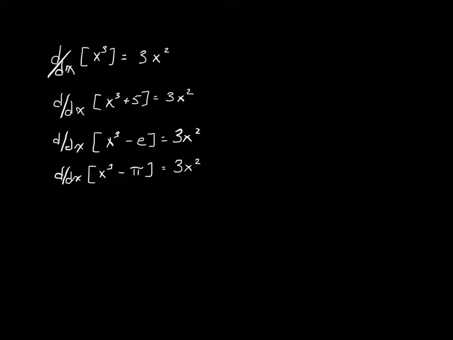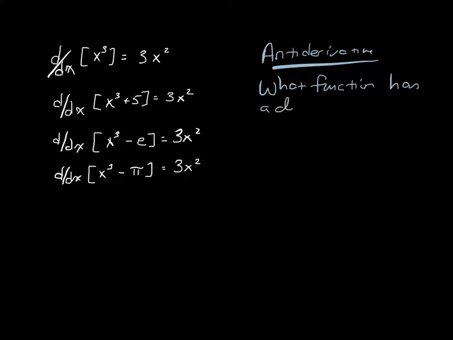Now if we talk about the antiderivative, what we're really doing is the opposite. We're looking for the function whose derivative is, for example, 3x squared. So the antiderivative is like asking what function has a derivative of 3x squared. So we know that this question has many answers.